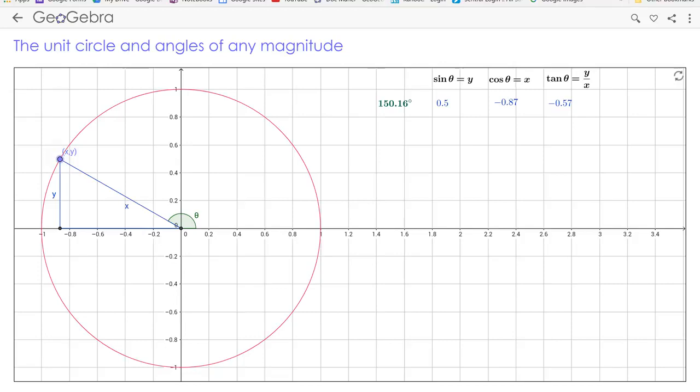Now, if we keep going and get into the third quadrant, then in the third quadrant we can see that the y-coordinate is now negative, so sine is negative.